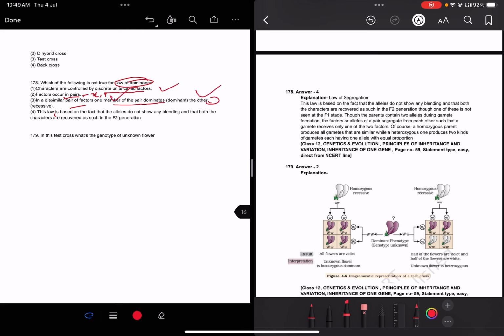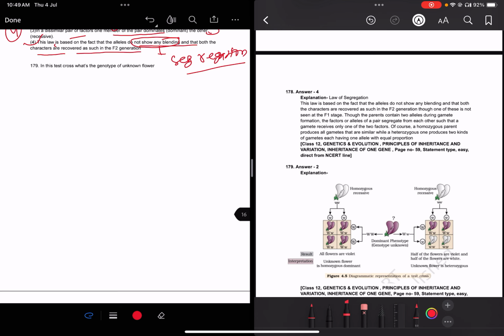This one is correct. It is based on the fact that alleles do not show any blending and that both the characters are recovered as such in the F2 generation. They are showing blending? Blending is decided by the law of segregation. So the law of segregation is mentioned in the law of dominance, but there is another law of segregation, which shows that no blending. So the statement 'not blending' is wrong here. So the answer is the fourth.